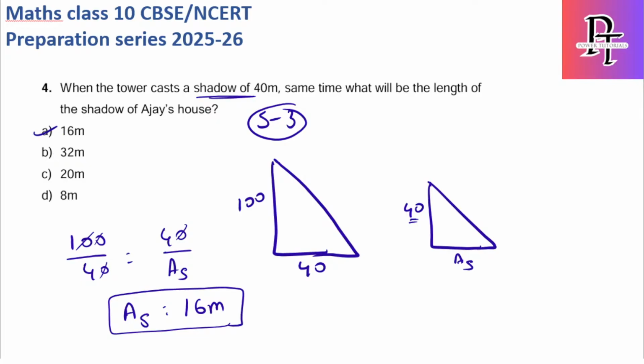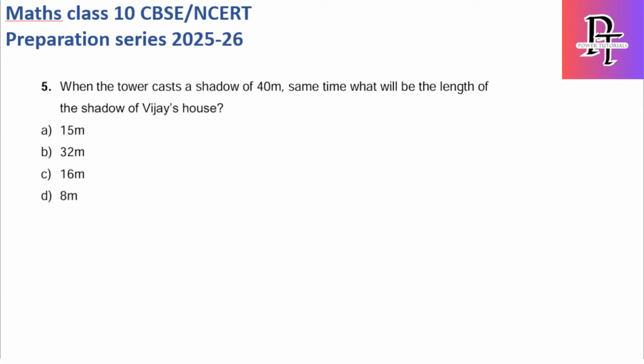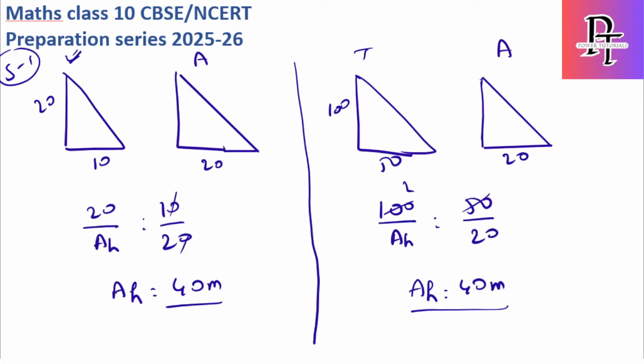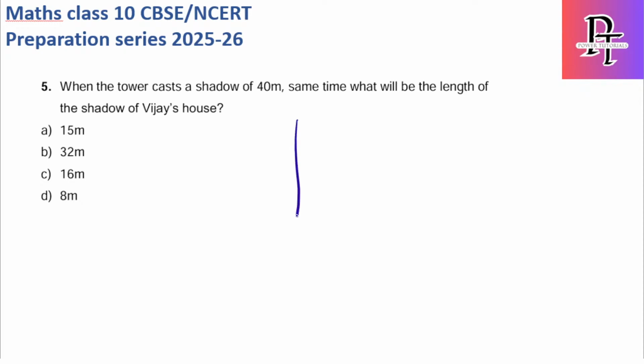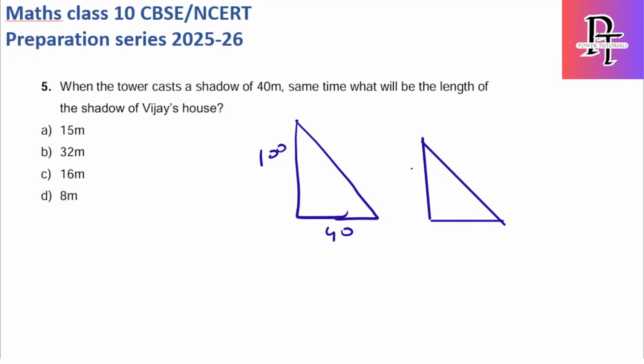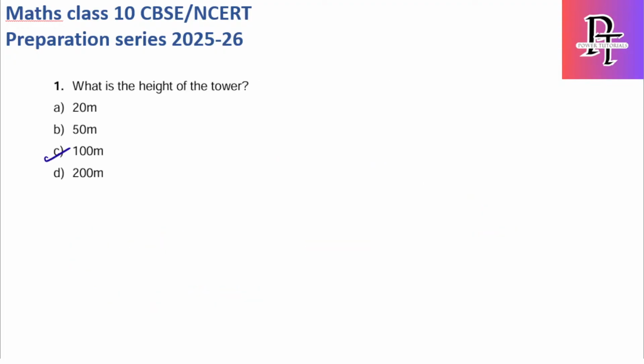Okay. Next, move to the last question for today, the last question for case study 1. When the tower casts a shadow of 40, at the same time, what will be the length of Vijay's house's shadow? Okay, same again, same scenario 3. We just found the shadow of Ajay's house. Now in this question they are asking the shadow of Vijay's house. So same method. The tower height is 100. The height of Vijay's house we know, how much is Vijay's house? 20.